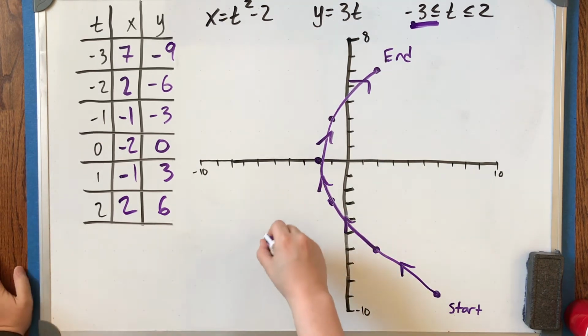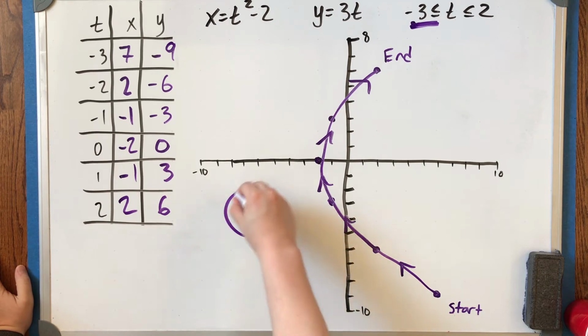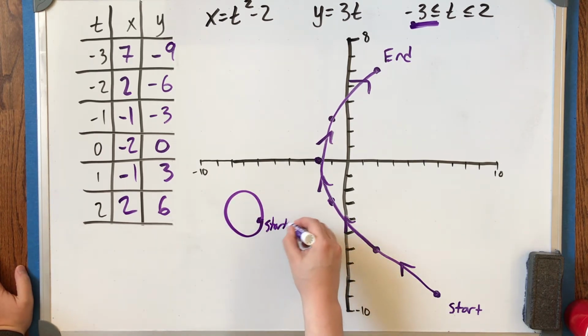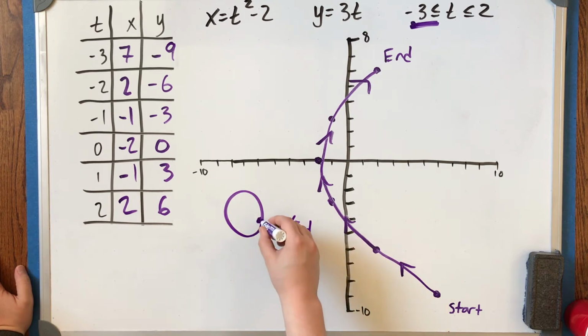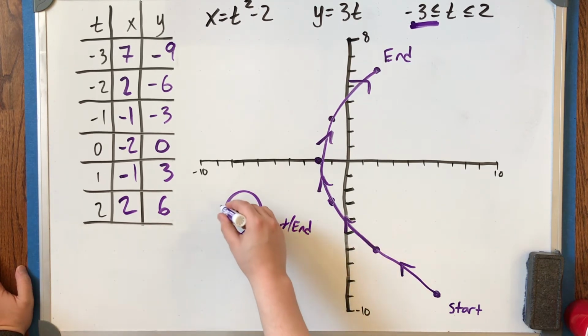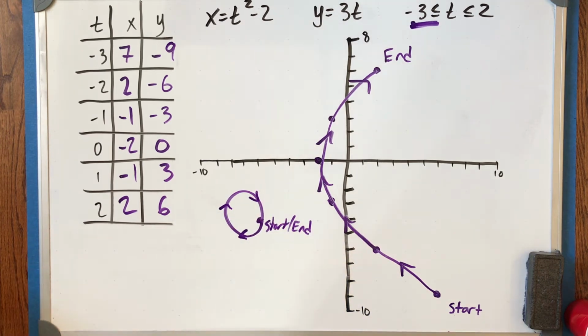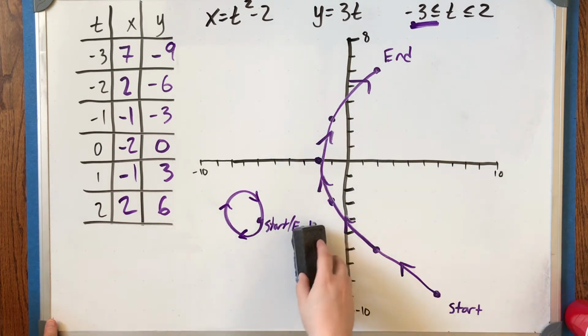But what if we were starting here and we were going like that and ending back where we started? So if our start and end are at the same point, we don't know whether we went counterclockwise or clockwise. So we would definitely need to include some sort of arrows to signify where we were starting and stopping if it wasn't as clear as this.